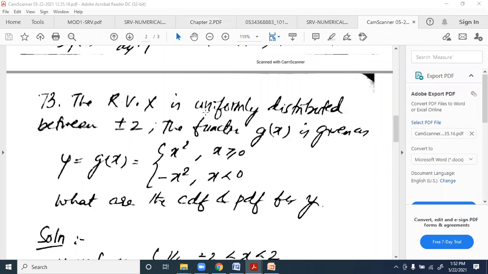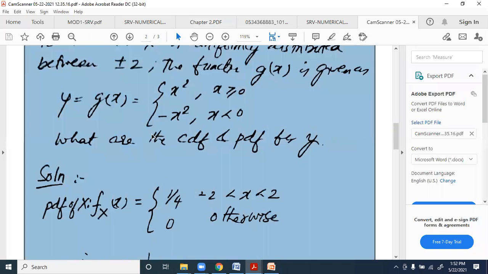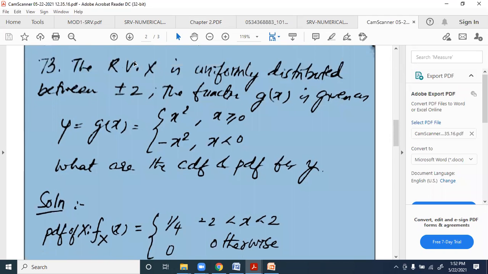The random variable x is uniformly distributed between plus or minus 2. The function g(x) is given as y is equal to g(x) equal to x squared for x greater than or equal to 0 and minus x squared for x less than 0. What are the CDF and the PDF for y? So we need to consider this function for x. Okay, so the value between plus or minus 2, x is uniformly distributed.